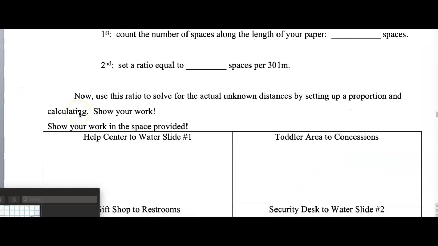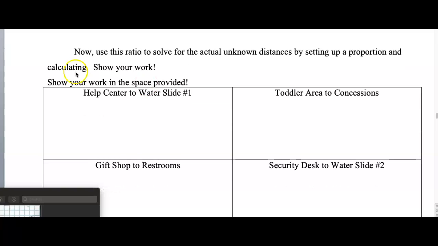All right, so now you use this ratio to solve the actual unknown distances by setting up a proportion and calculating. We did proportions a lot last year in 7th grade, and we touched on it earlier this year, so this should be kind of a review for you. I'm going to show you what you're going to do. What I already did for toddler area to concessions, I'm going to apply to the same place here. You already found the distances between all of these attractions.